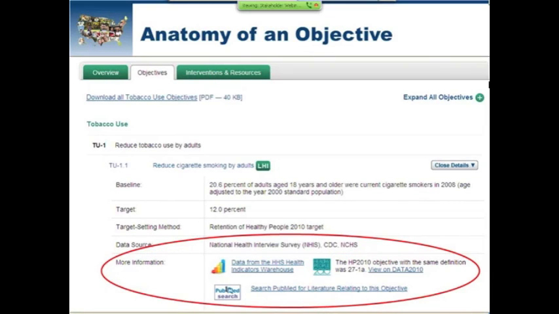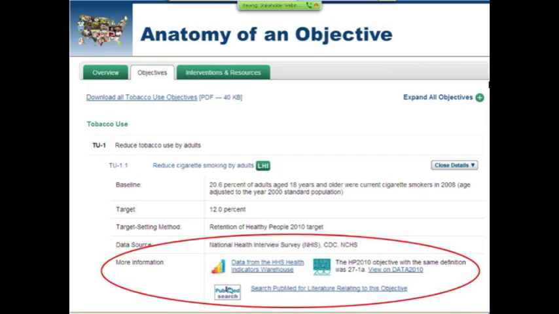Under more information, one can use one of the hyperlinks to get the objective on the HHS Health Indicators Warehouse, view comparable objectives in Healthy People 2010, and view a structured evidence query developed by the National Library of Medicine, which returns a PubMed literature search. At the Health Indicators Warehouse, users can access more in-depth information. By visiting Data 2010, you can access the comparable objective and its trend data for the past decade. This is also where you'd find any available state or local data.